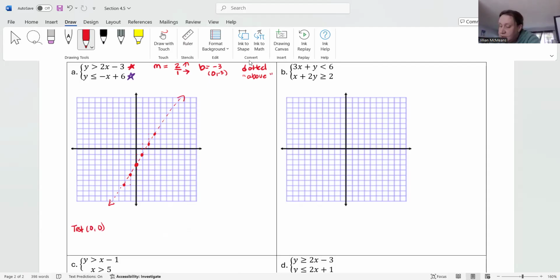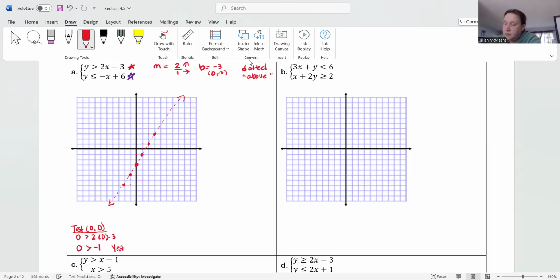Okay, so I'm going to test the origin here. I'm going to plug in zeros into my original inequality for x and y. So y, which is 0, is greater than 2 times x, which is 0, minus 3. So we want to know, is 0 greater than... well, 2 times 0 is 0, and 0 minus 3 is -3. Is 0 greater than -3? And the answer would be yes.